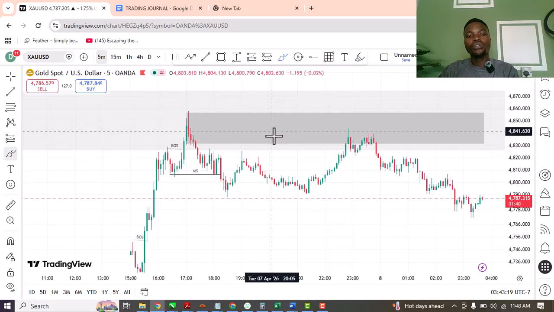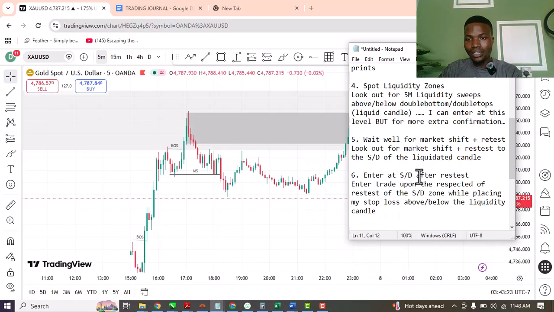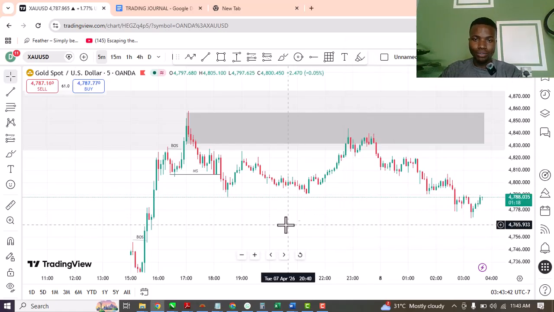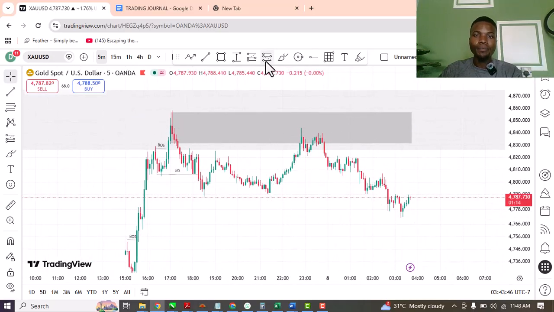Okay, so this has actually confirmed that price has respected this strategy. So right now, the last but not the least is to enter at the supply zone after retest. Enter the trade upon a respected retest of the supply zone while placing my stop loss above the liquidated candle. So if I had actually entered this trade early, it will be around this zone.